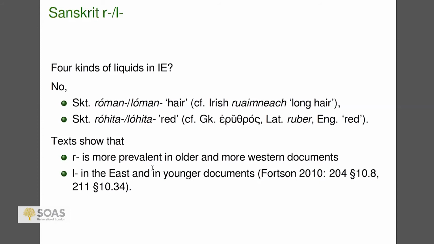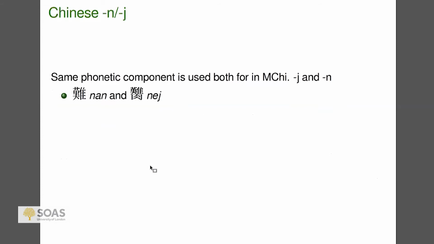So now I look at an example from Chinese of interdialectal borrowing. So some phonetic components in Middle Chinese have both ya final and n final readings. So here's nan, and ne, and you can see that the whole character nan is sitting on top of the radical meat in the second character. So if phonetics are used to represent sound, you would expect the second one to be nan, but it's not, it's ne. So that's the kind of phenomenon we're interested in.